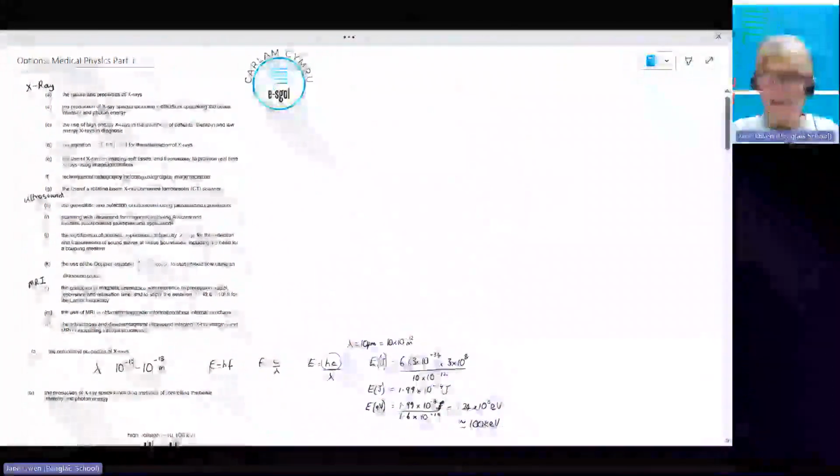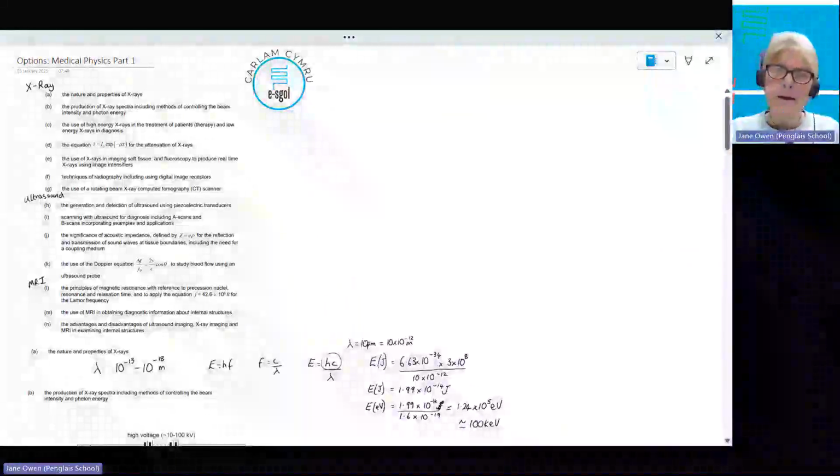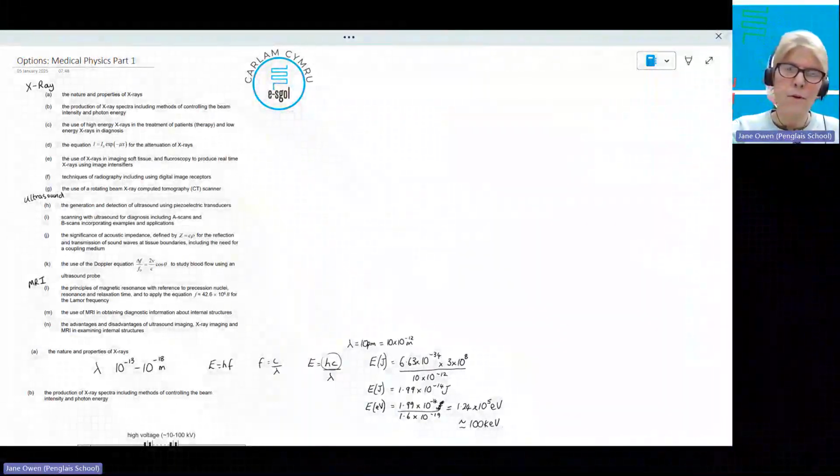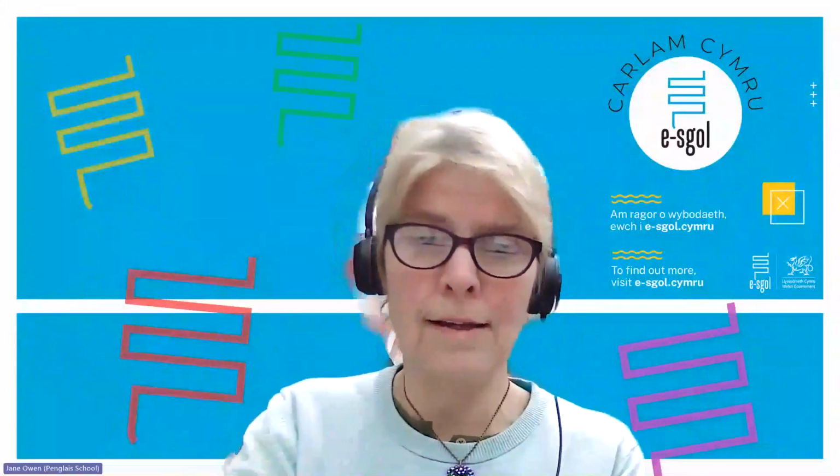So I think I'm going to stop sharing this window and stop. And next session, I'll go on to medical part 2 and looking at the effects of radiation on the body and looking at PET scanning and radiotherapy.